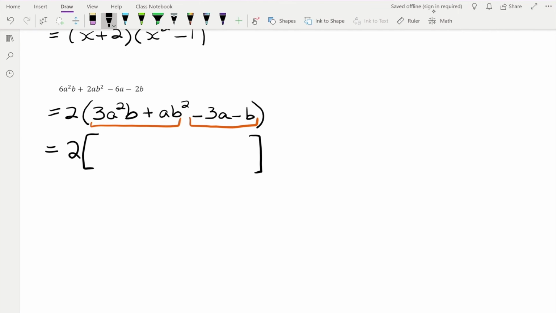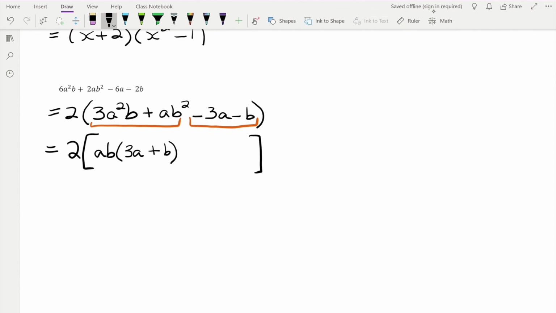Looking at my first grouping, I have a 3 and a 1, so I can't take out a number. That's not going to help. But I have an a squared and an a, so I can take out a factor of a, and a b squared and a b, so again I can take out a factor of b. So in this first grouping, I'm left with 3a, because I've taken out one of the a's and a b, plus b, because I've taken out the a and one of the b's.